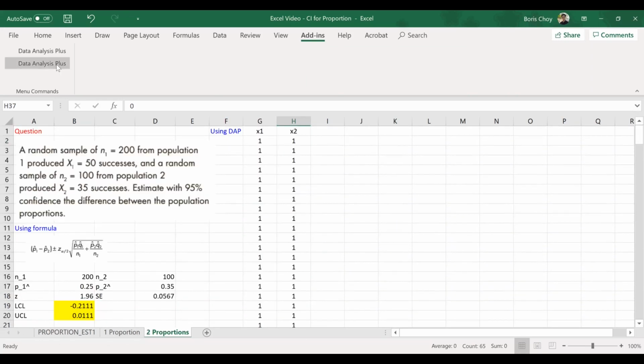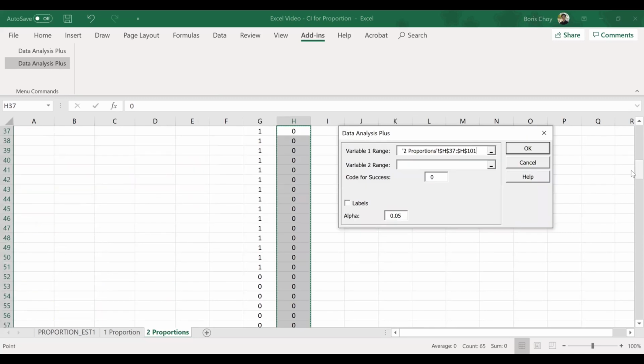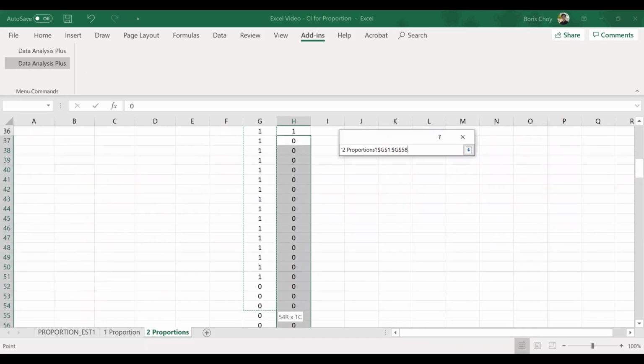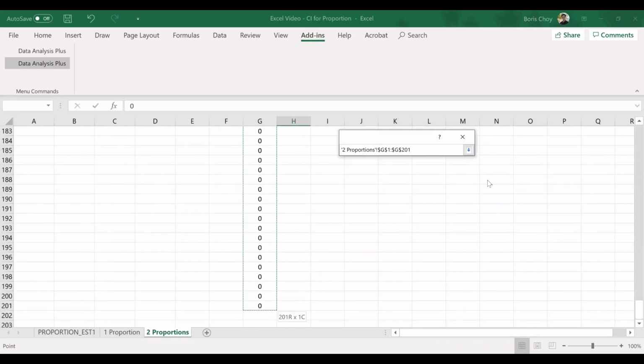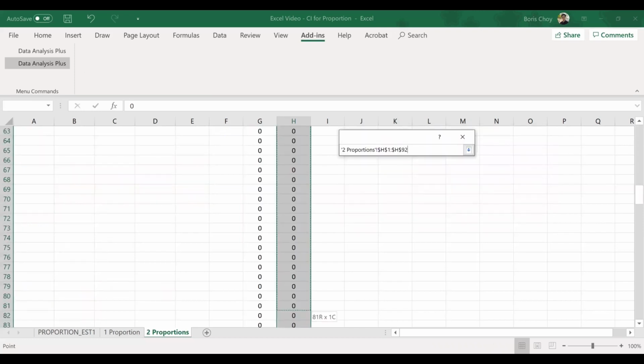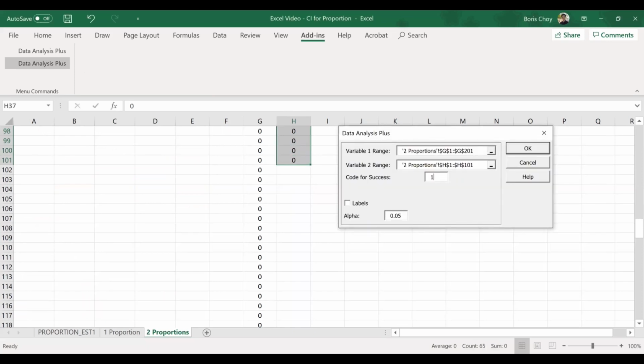Go to Data Analysis Plus, Z estimate two proportions. We enter the values from the first experiment, which is X1. Now we enter the values for X2 with 100 values. Okay. Success is denoted by 1. And labels X1, X2.